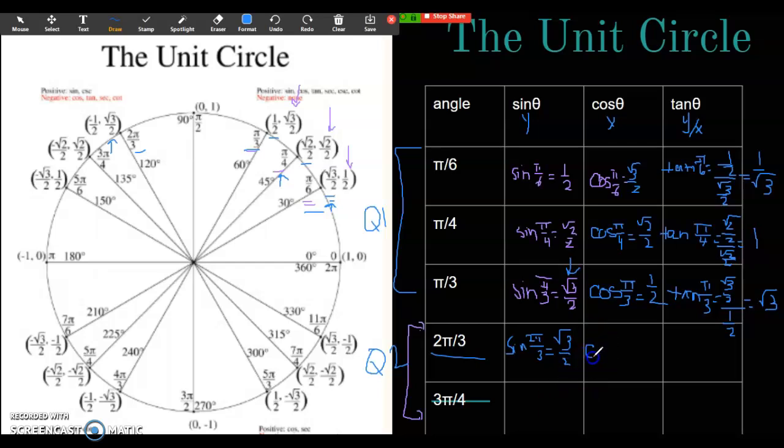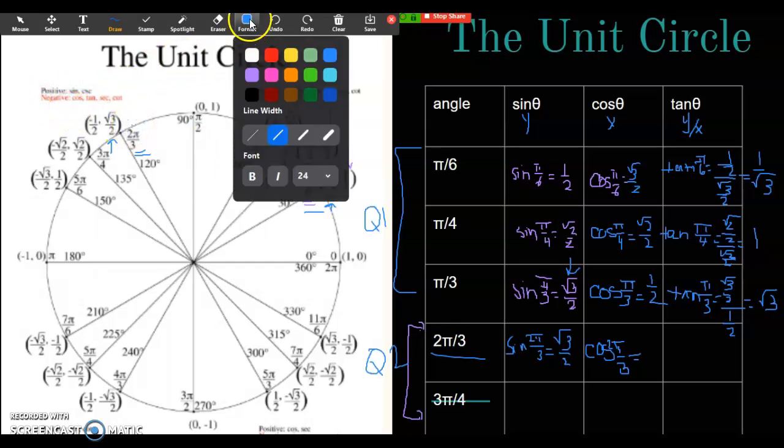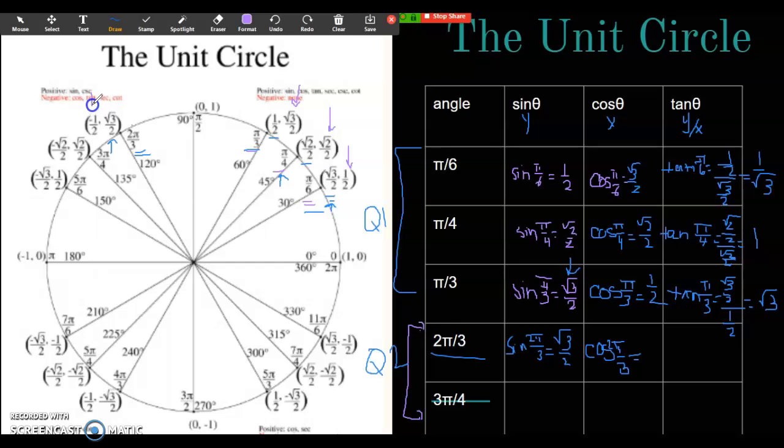If I find the cosine of 2 pi over 3, again, here's 2 pi over 3. If I'm looking at cosine, I want to get the x, right? Let me change my color. The x is negative 1/2. And right here, I want you to just take a second. You can pause the video and compare 2 pi over 3 sine and cosine to pi over 3's sine and cosine. What do you notice?